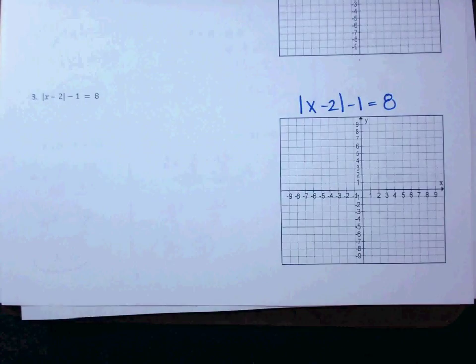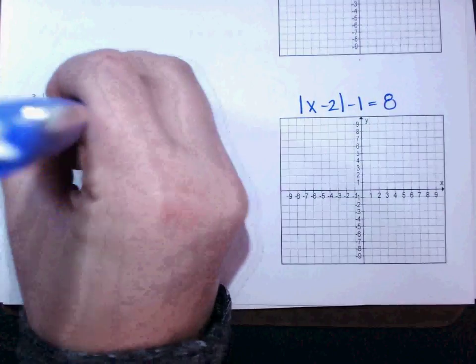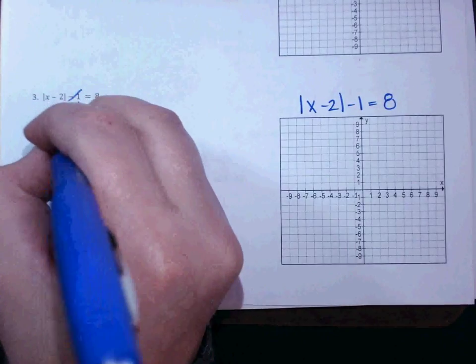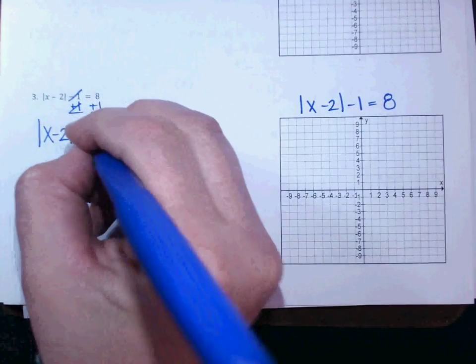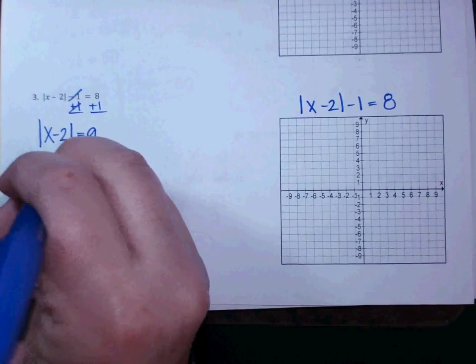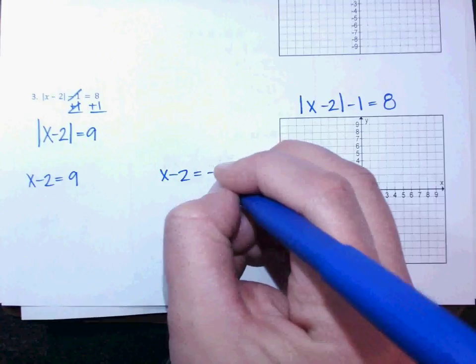Alright, so let's see how we did. Most of y'all are getting that first way. So you'd add the 1 across. 8 plus 1 gives you what? 9. So you have x minus 2 still in the bars equals 9. Then from here, to get rid of the bars, each bar is going to split off into its own equation. So x minus 2 equals 9, and x minus 2 equals negative 9.